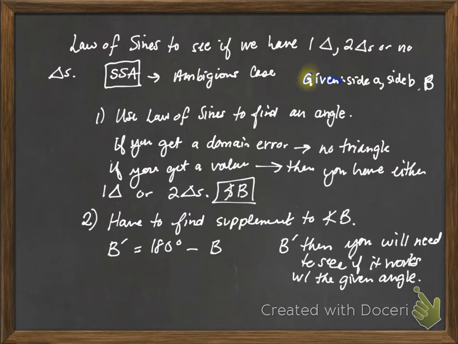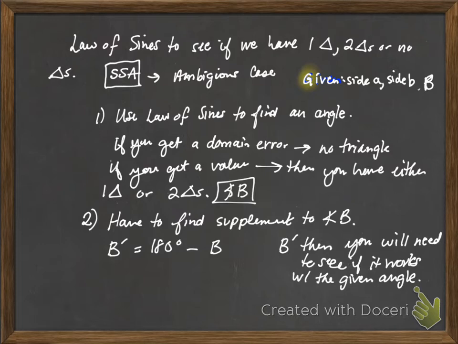So when we use law of sines, we find angle B. But if you're doing this and you get a domain error, that means that you do not have a triangle because angle B does not exist. So if you get a domain error, you can tell right away we don't have a triangle, and you're done. However, if you get a value for angle B, then you have to figure out if you have one triangle or two triangles. How do you do that?